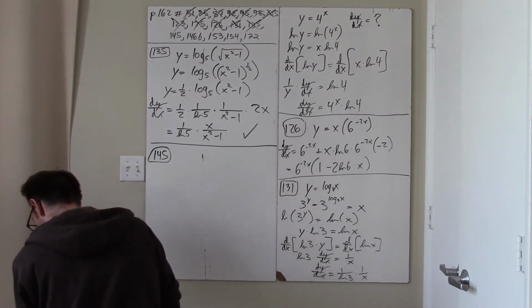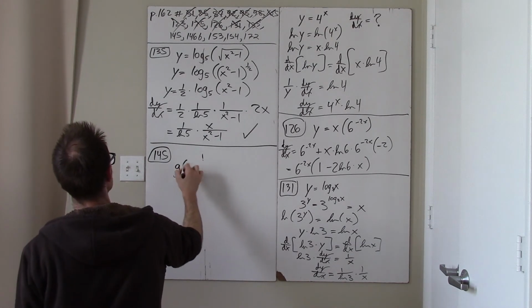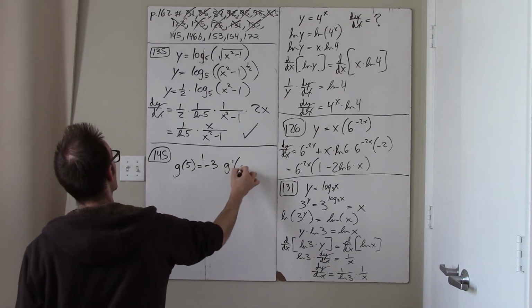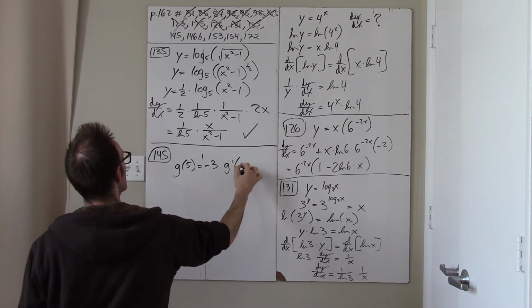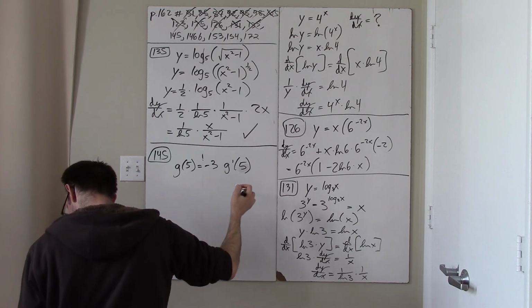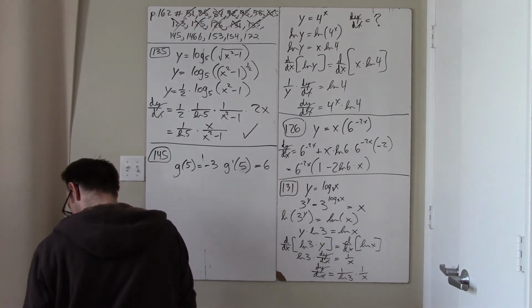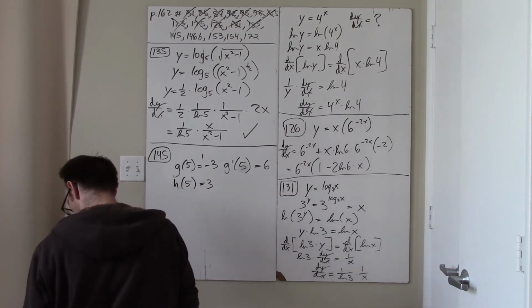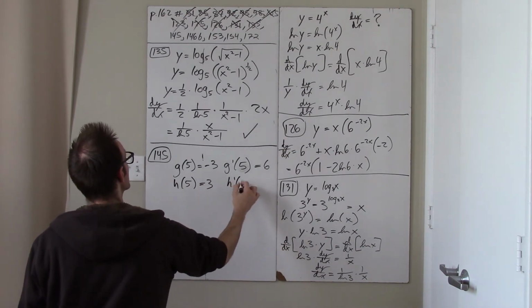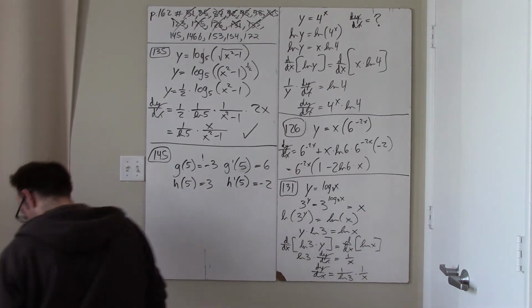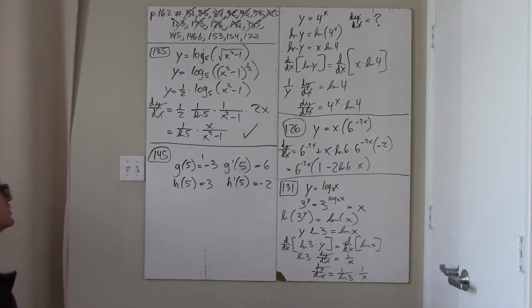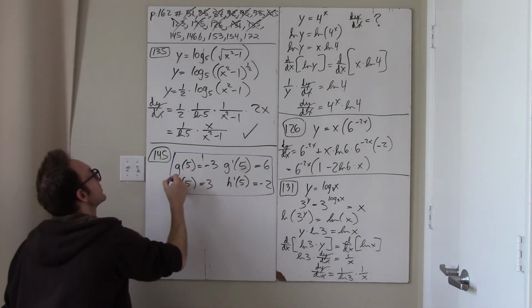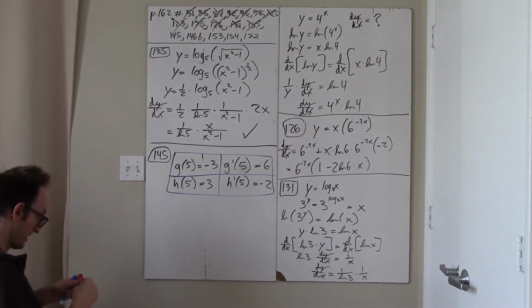145 just gives you a bunch of data. Let's see. g of 5 equals -3. g prime of 5 is 6. h of 5 is 3. And h prime of 5 is -2. And I think it's going to say something like, do you even have enough information to do this problem? And I think for at least one of them the answer is no. Okay, so let's just do this really fast.